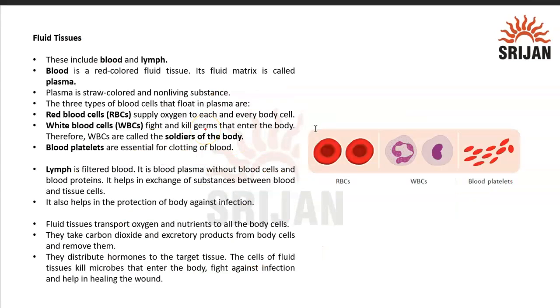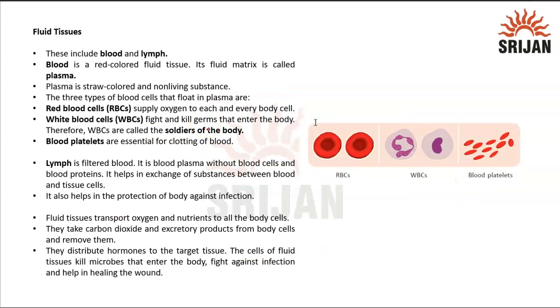Now we can come to the fluid tissues. The fluid tissues are of two types, which are blood and lymph. Here you can see the different types we have already discussed: RBC, WBC, and blood platelets. All of them are present within the blood only. Blood is a red colored fluid tissue, and its matrix is called plasma. Plasma is straw colored and a non-living substance.